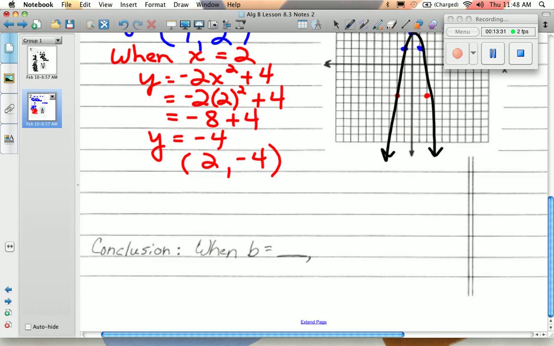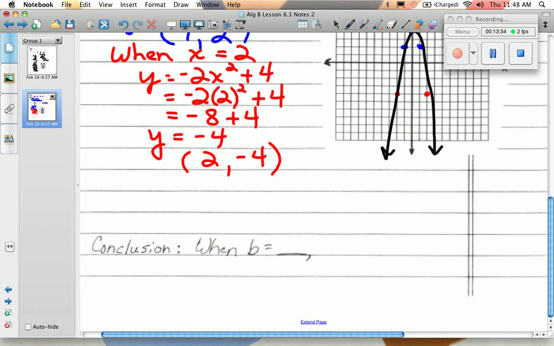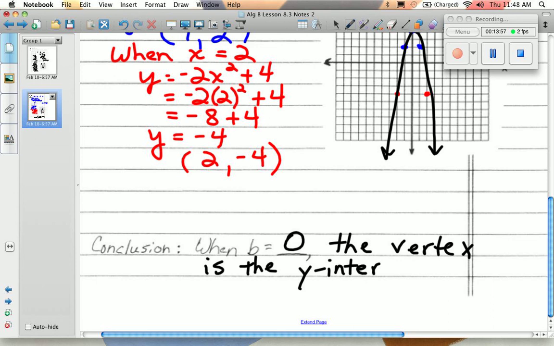Okay, let's make a conclusion here. When b equals 0, that's the new thing today, the vertex is your y-intercept. How hard do we have to work to get the y-intercept? Not very hard. What do we do to say what the y-intercept is? B has to be 0.